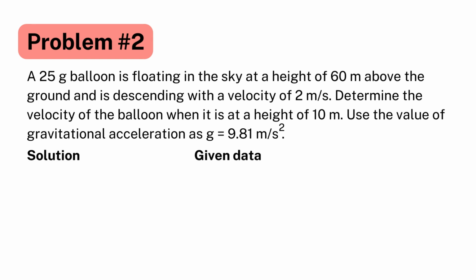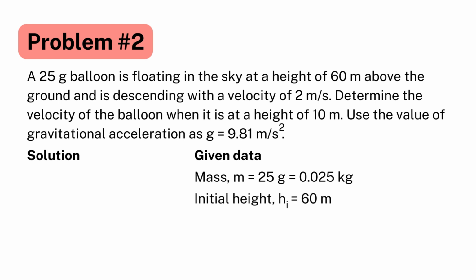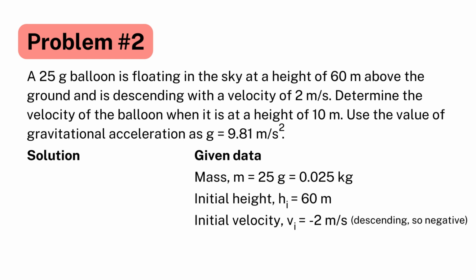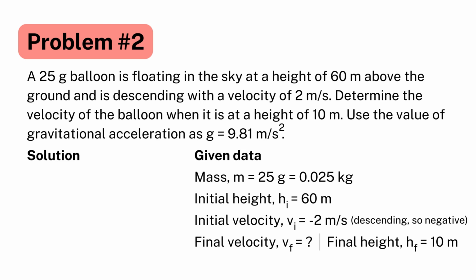The mass of the balloon is given as m equals 25 gram. On dividing it by 1,000, the value becomes m equals 0.025 kilograms. The initial height of the balloon is given as h initial is equal to 60 meters. The initial velocity is given, but the balloon is descending, so we will write the initial velocity as v initial equals minus 2 meter per second. We have to calculate the final velocity, so v final equals question mark, and the final height is h final equals 10 meter. The gravitational acceleration value is given as g is equal to 9.81 meter per second square.